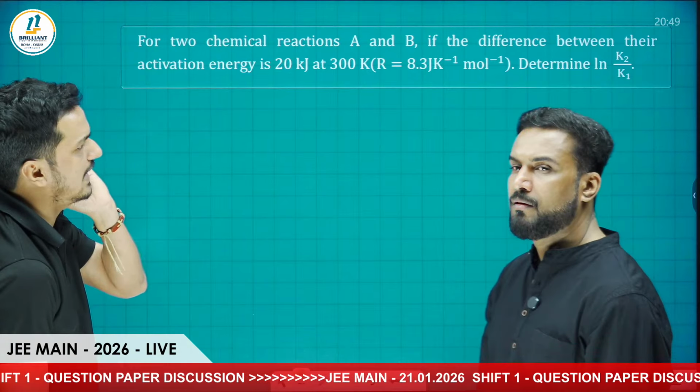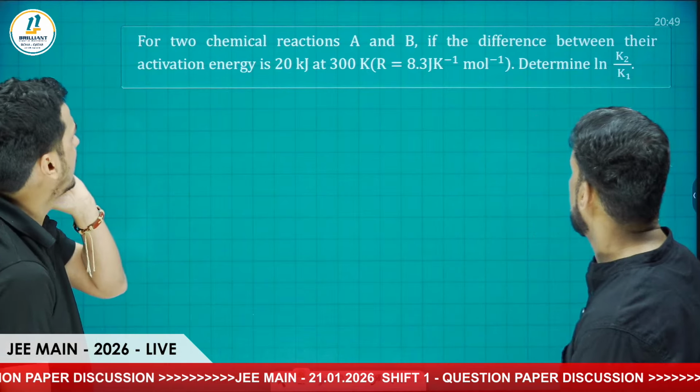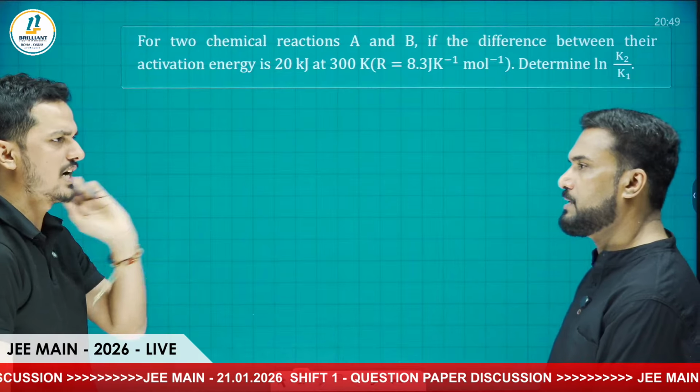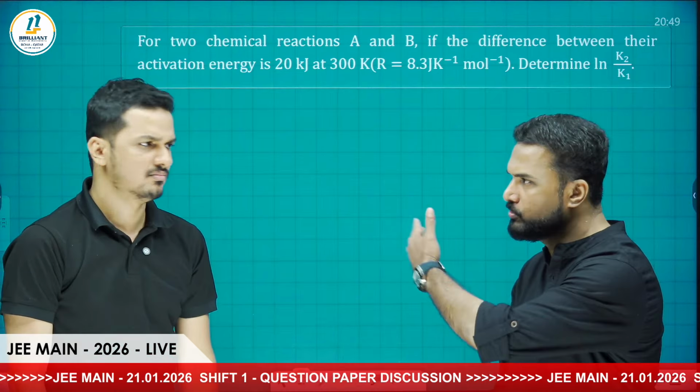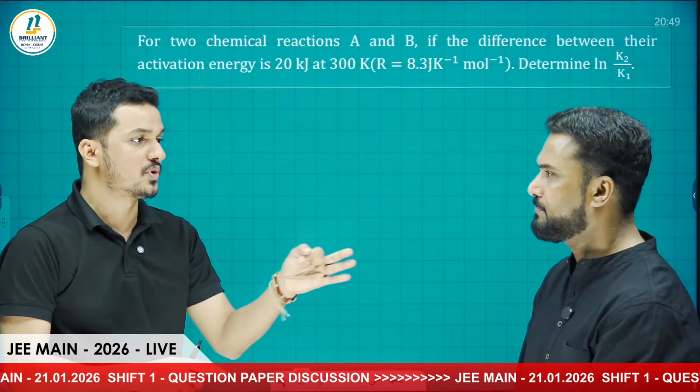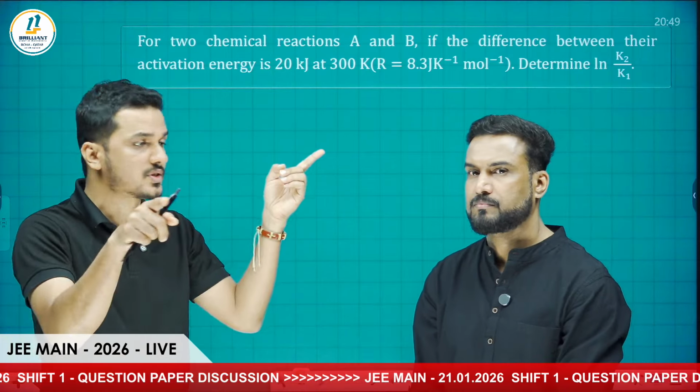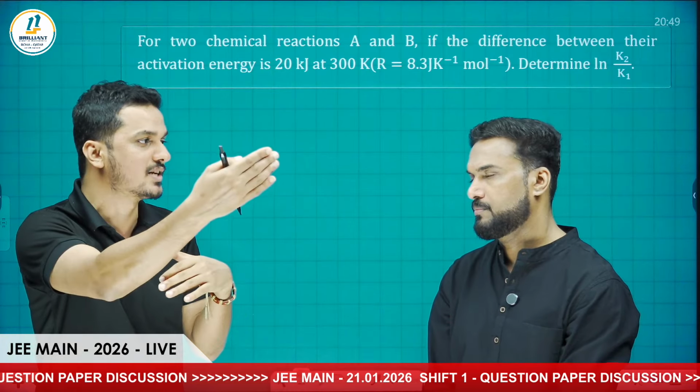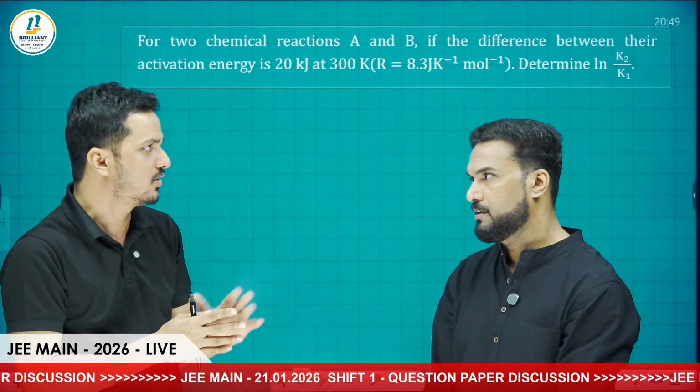For two chemical reactions A and B, the difference between their activation energy is 20 kilojoule. Kinetics. Comparatively a good question. We solved the same kind of question. Of course, they have to expect similar kind of questions with respect to kinetics. Whenever catalyst is there, catalyst is not there, that also they can ask.